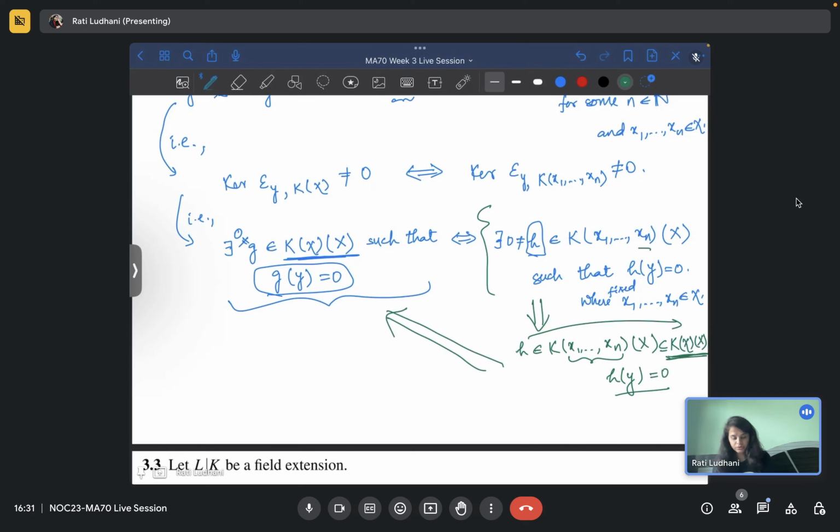You cannot say from left to right because g belongs to k chi x. You cannot say this belongs to k x1 to xn chi, because k chi is a bigger set than this, bigger or maybe equal. Is that okay? You cannot say it trivially.